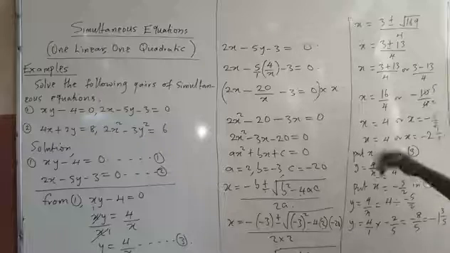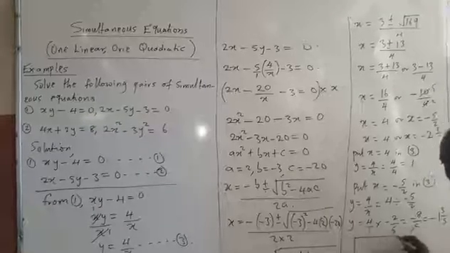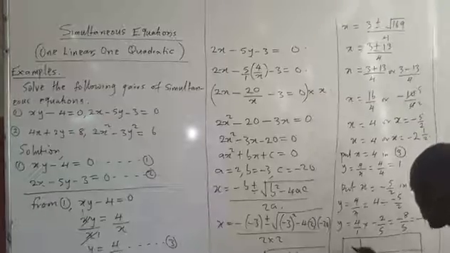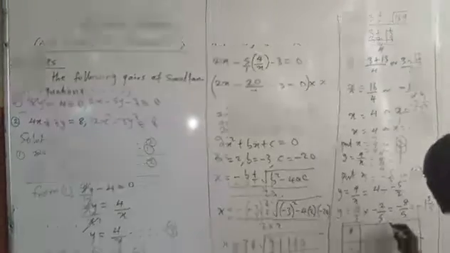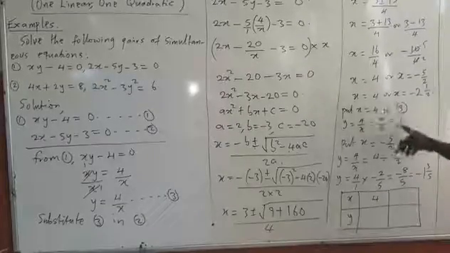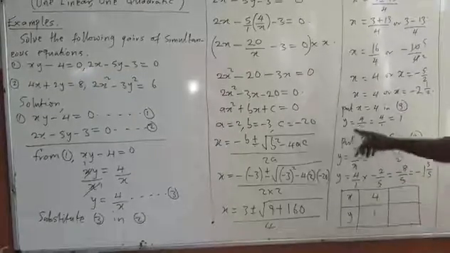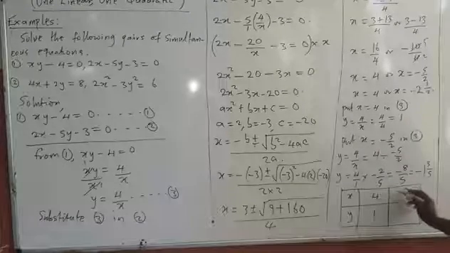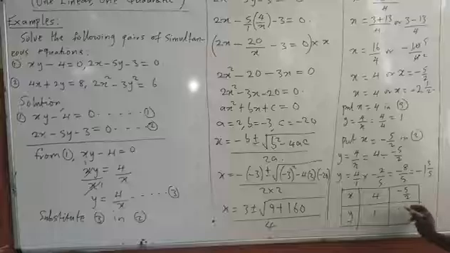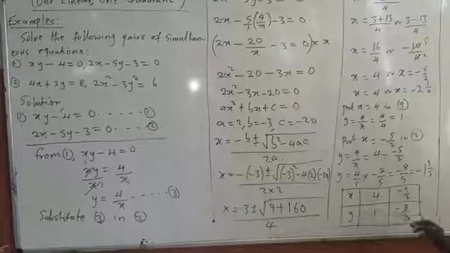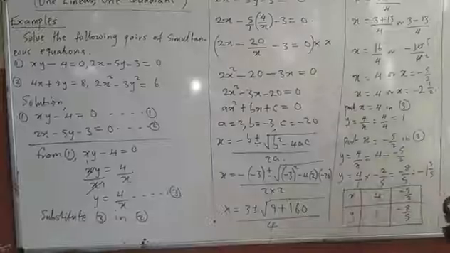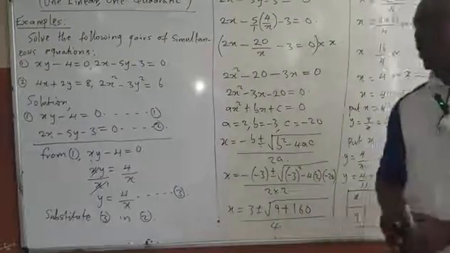5. So to summarize your answer, you can just put it in the table like this. So this is x, this is y. It means when x is 4, y is what? y is 1. And when x is minus 5 over 2, y is minus 8 over 5. So this is the solution to question number 1. So let's move to the second example.